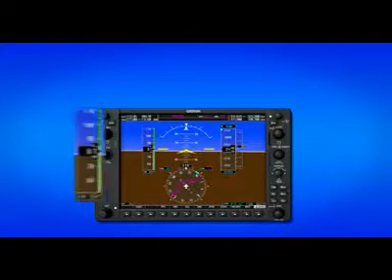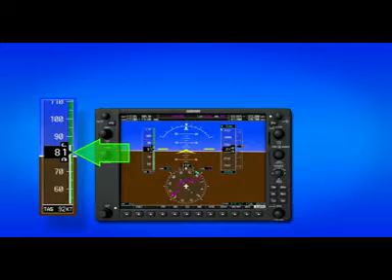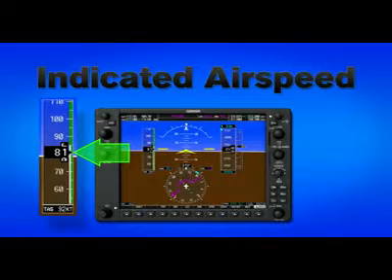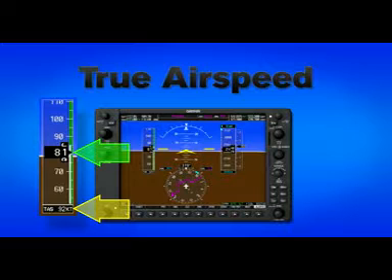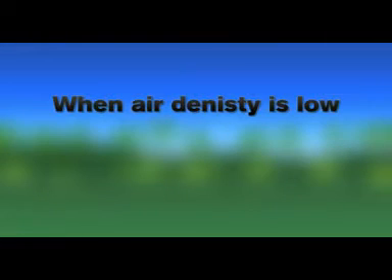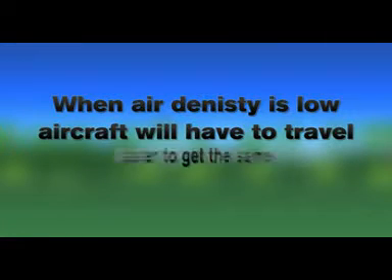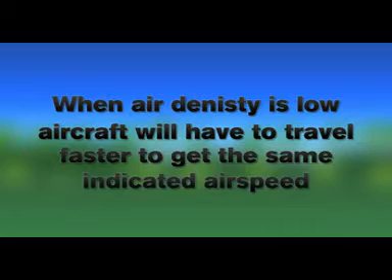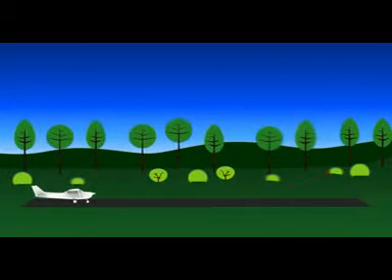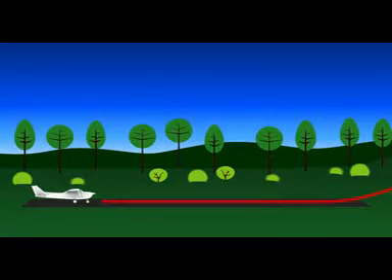The aircraft's airspeed indicator reads off what we call indicated airspeed. This airspeed only takes the pressure of the air into account instead of all of the density factors. Because of that, our true airspeed may be different from the indicated, depending on the temperature and humidity. On days where the air density is low, the aircraft will have to travel faster to get the same indicated airspeed. This results in increased takeoff distances.